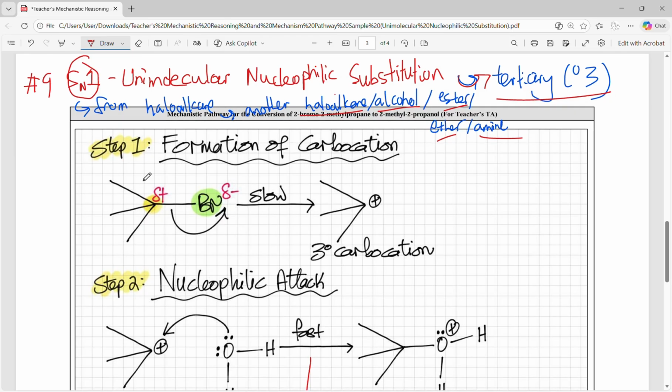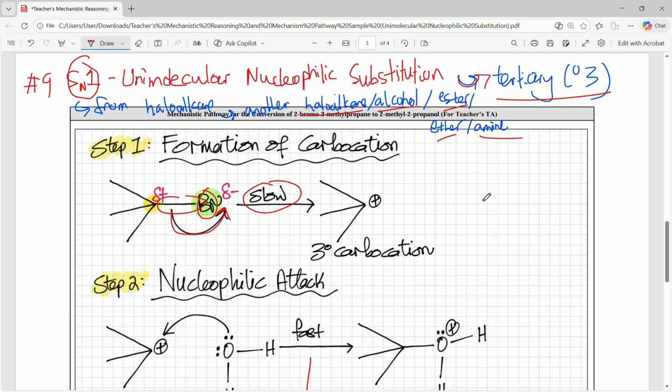Step 1, the formation of carbocation. Initially, the bromine atom in the 2-bromo-2-methylpropane leaves the substrate. The two electrons in the sigma bond between the carbon and the bromine are pushed towards the more electronegative bromine atom. And this is a slow process because it involves the departure of a leaving group, in this case the bromine atom, from the substrate molecule. So breaking a covalent bond requires energy, which causes this process to be slow.